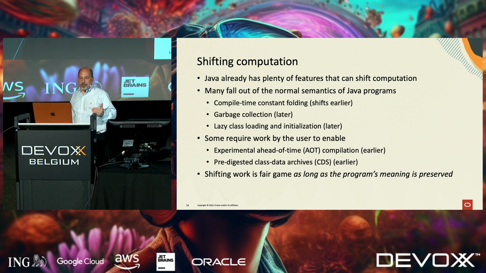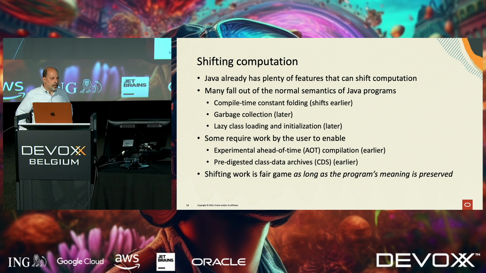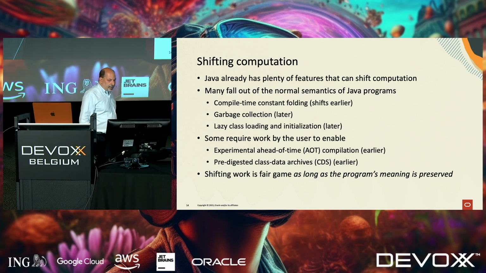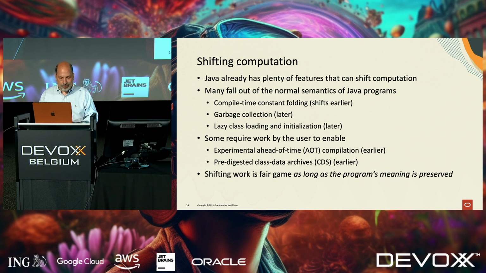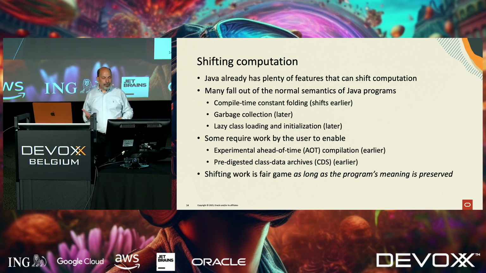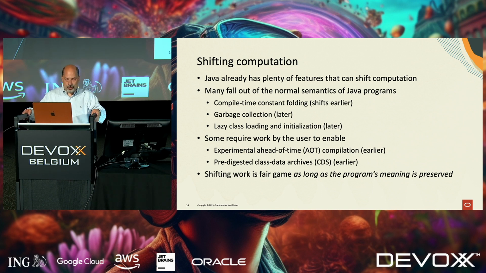It doesn't tell us how efficiently we're supposed to do it. So there are a lot of optimizations that we can do where the specification is agnostic on what we're doing. Similarly, garbage collection. The timing of garbage collection is not specified. Class loading is defined to be lazy, and class initialization is defined to be lazy. And so these things just fall out of the natural semantics of class loading. There are other optimizations that involve work shifting that we might like to do that might require some work by the user to enable, or some specification changes to enable.